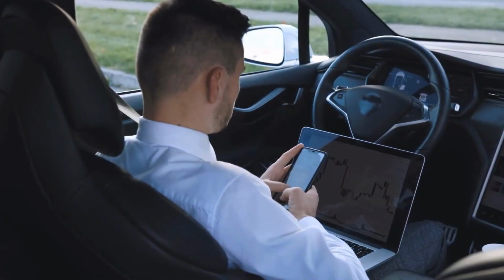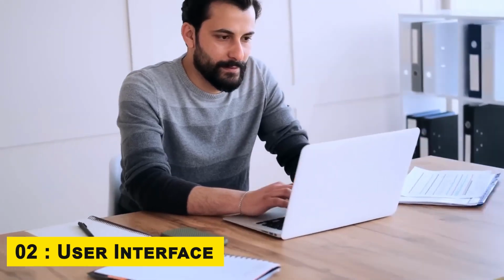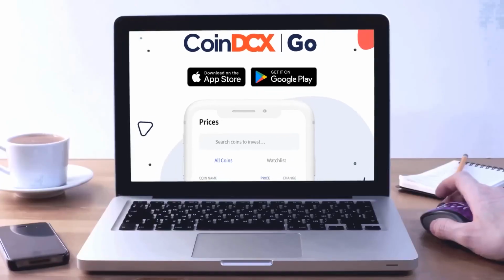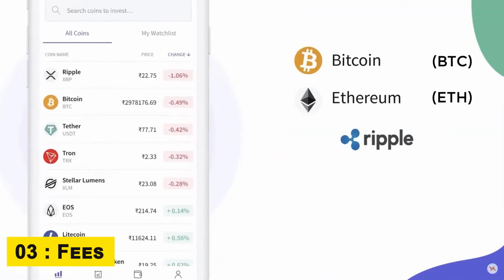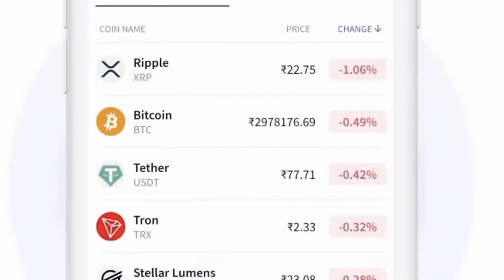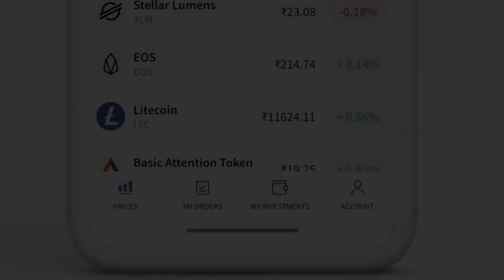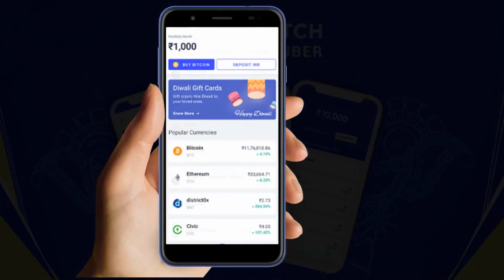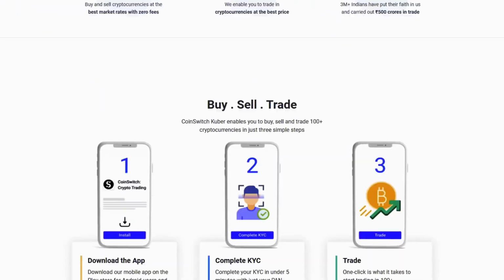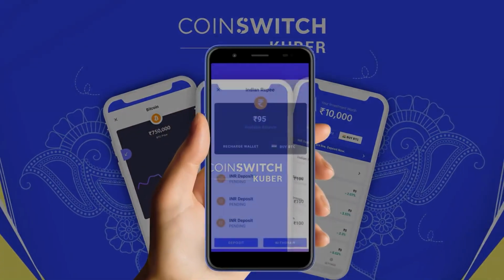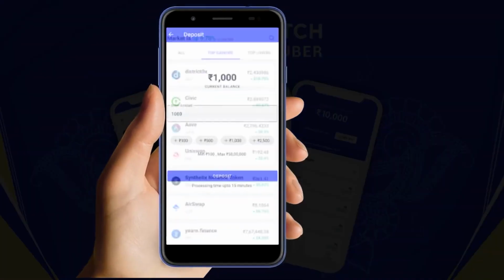Number 2. User interface. A user-friendly interface makes it easier to navigate the platform and execute transactions. Number 3. Fees. Compare the fees charged by different exchanges for trading, depositing, and withdrawing funds. Number 4. Reputation. Research the exchange's reputation by reading reviews and checking for any past security breaches or issues.